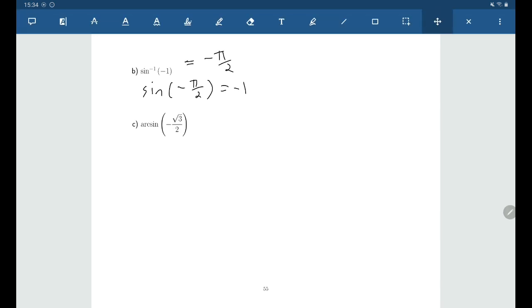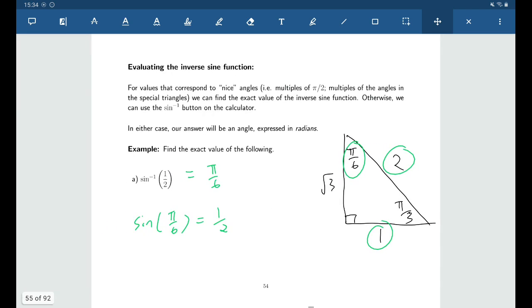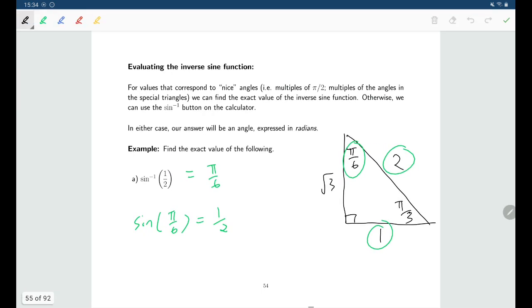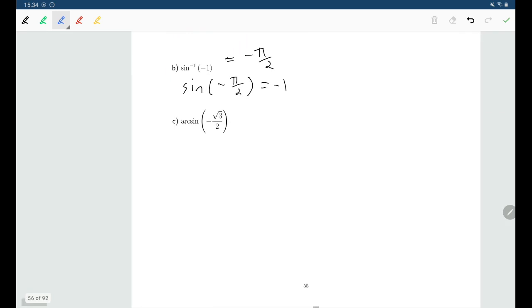For the next one, arc sine, or sine inverse of negative root 3 over 2. I'm going to go back to my special triangle on the previous slide, because one thing that you might notice would be that this would also be the special triangle that we'd be using if we were thinking about looking for 3 pi over 2. If you're thinking about 60 degrees, or pi over 3, sine of 60 degrees would be root 3 over 2, which is close to what we want.